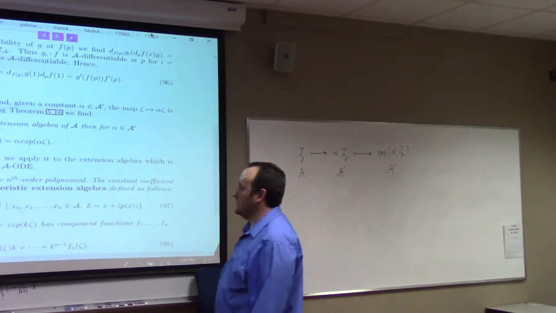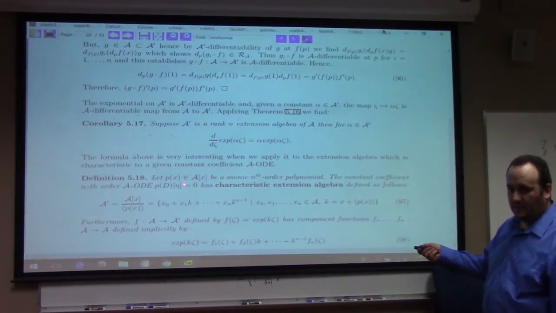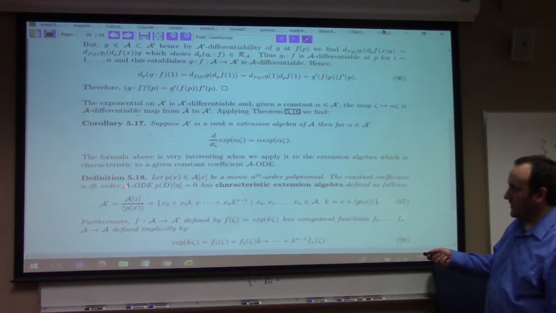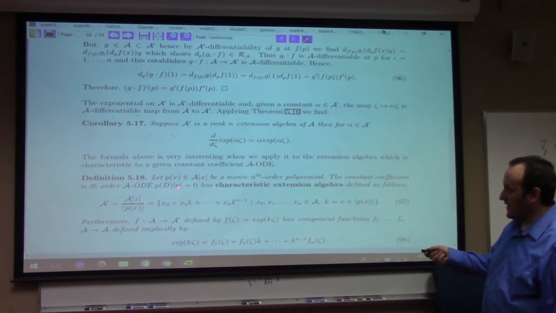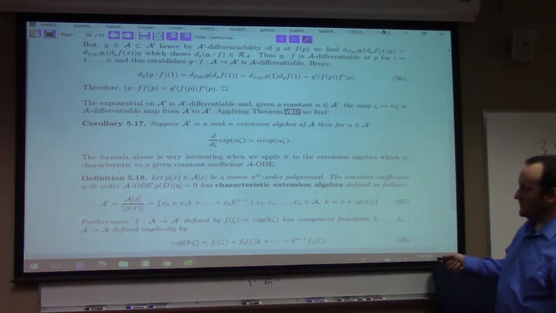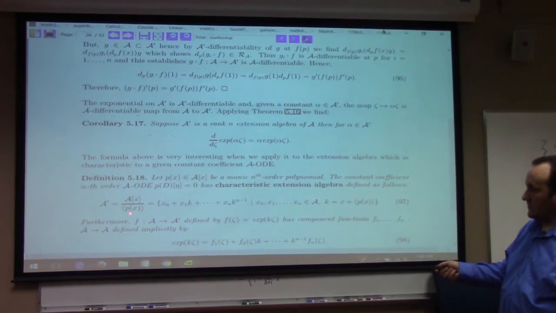So, great. Definition. If we have p(x), a monic nth order polynomial, then the constant coefficient nth order A-ODE, p(D) acting on η equal to 0, has characteristic extension algebra defined as follows. So what we do is we take A' and define it to be polynomials in A over x mod the ideal generated by the characteristic polynomial. So this quotient is the quotient in which x behaves like a zero of p(x).